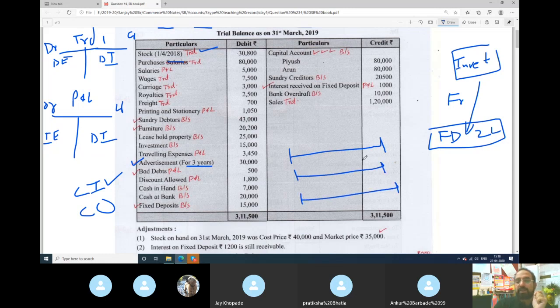When you have paid advertisement money for 3 years, which is 30,000 rupees, but in the final accounts you are making only for this year.